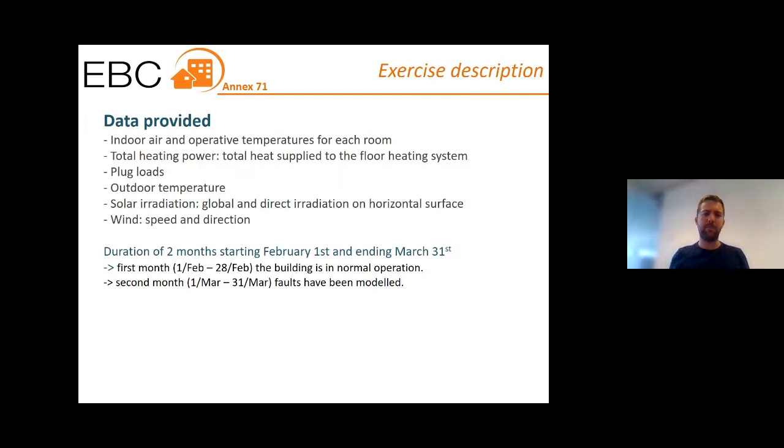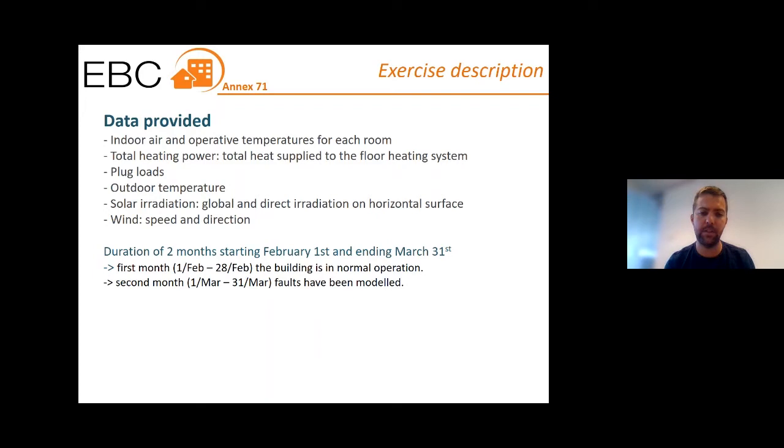Now, because of a mismatch between the experimental time and our time here in the Annex, we started doing this on simulated data. So Irene made a very nice detailed model of the twin houses, in which we also introduced 2 of these errors. At least that's what we thought, that we introduced 2 errors. So we provided the participants with all the data that was also going to be available from the actual experiments. So indoor temperatures, operative temperatures, plug loads, outer weather conditions, etc. And we gave that for a duration of 2 months, starting in February, ending at the end of March.